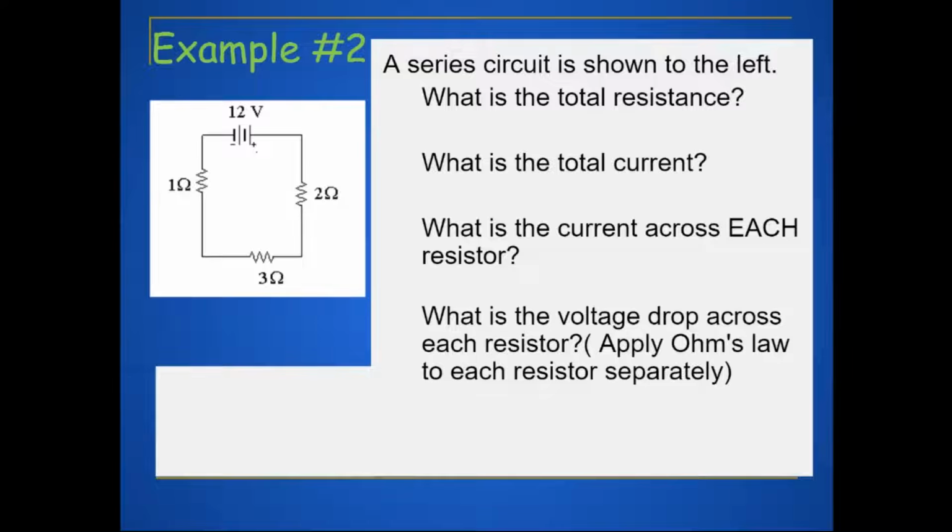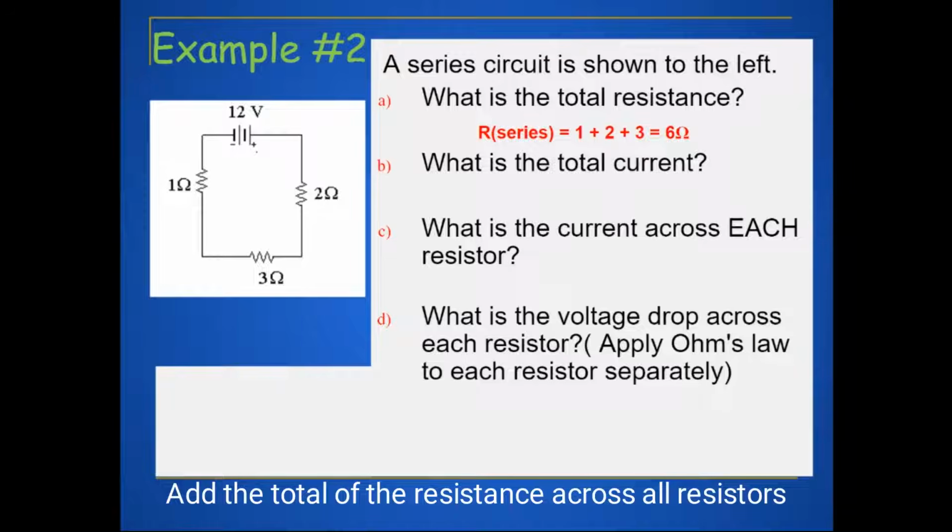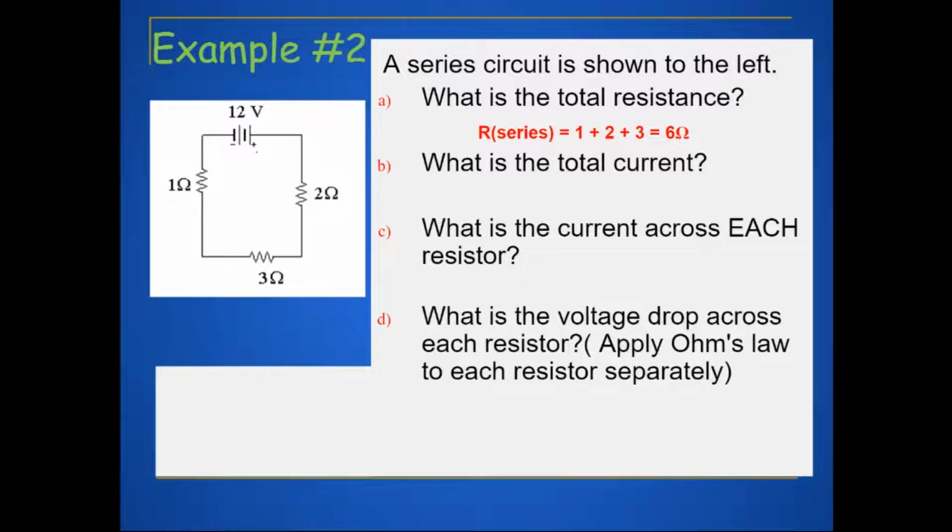Example 2, a series circuit is shown to the left, and we're going to answer what is the total resistance. So the first thing that we have to do is we know that resistance on this type of series circuit is the total all the way across. So we're going to go with 1 ohm plus 2 ohms plus 3 ohms equals 6 ohms total resistance on this series circuit.